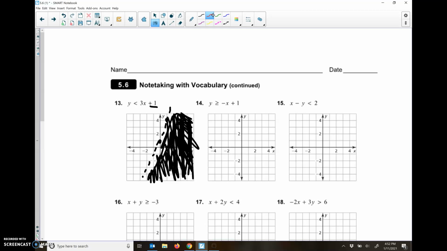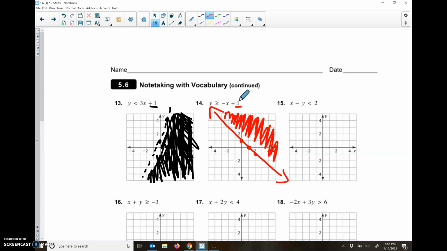Y is greater than or equal to -1 plus x. So I have a plus 1 there as my y-intercept, and then my slope is -1. So down 1, right 1. This one, since it's equal to, is going to be a solid line. And then y is greater than that. So anything above there looks like that.